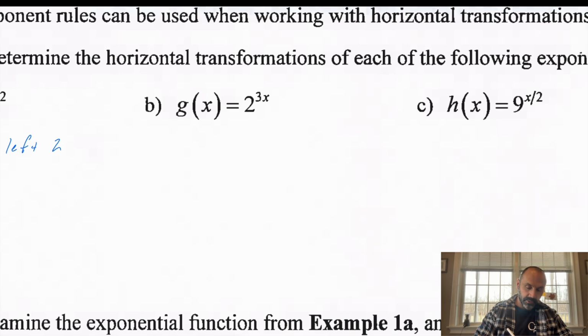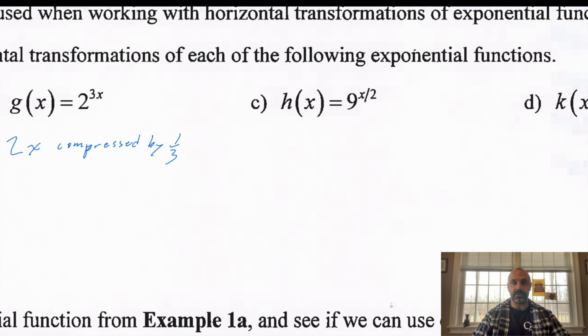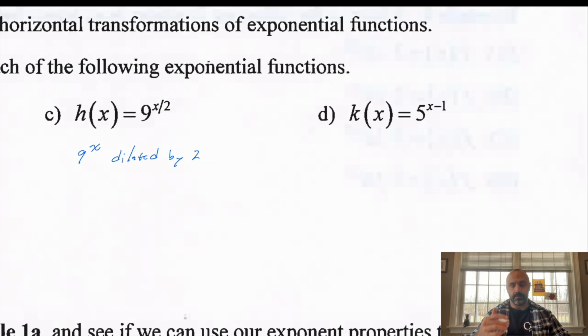g of x equals 2 to the 3x. So this would be 2 to the x, but dilated, or rather compressed, by 1/3. h of x is 9 to the x divided by 2. So this is 9 to the x, dilated, like expanded, by a factor of 2. k of x is 5 to the x minus 1. So this is the same as 5 to the x shifted right 1.